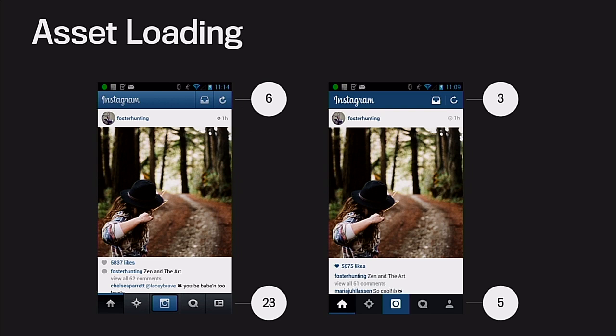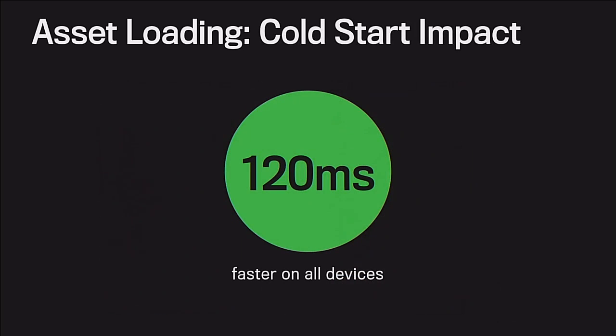And everything else is drawn in code as solid colors and rectangles. And that actually shaved 120 milliseconds off of our cold start time, just doing that. And that was really awesome. You'll see how that relates to our overall numbers in a little bit. And this is just the cold start impact.